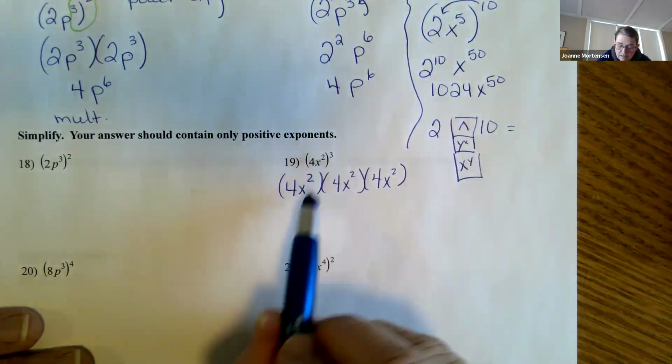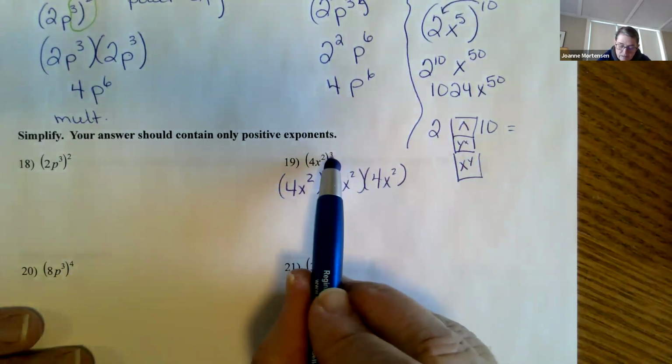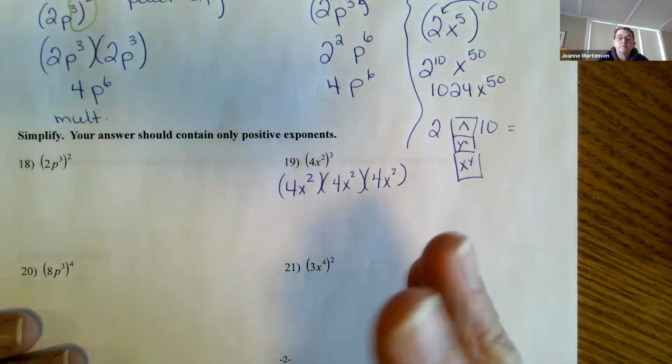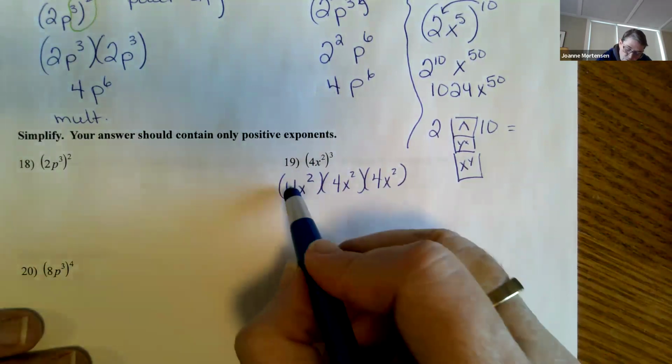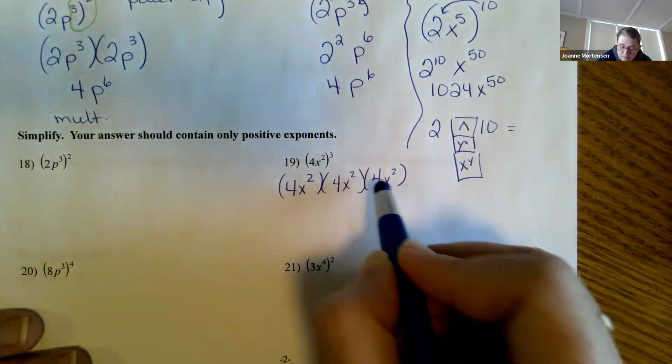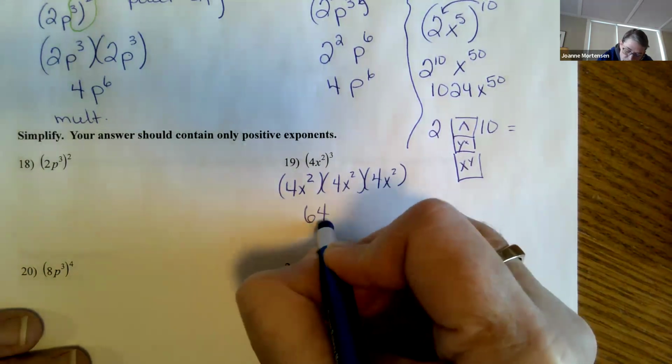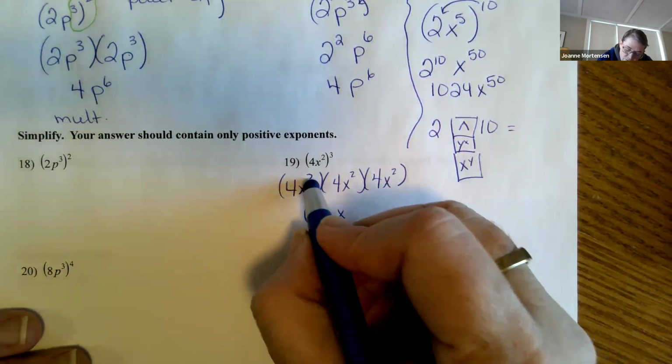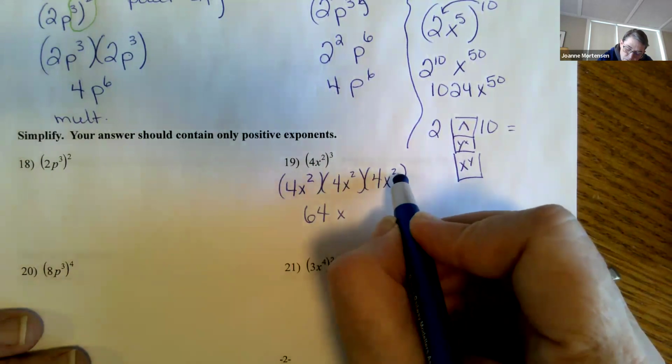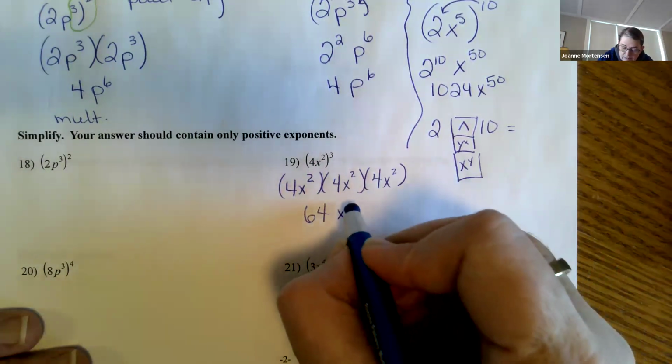So I write exactly what's in the bracket, 3 times over, and I'm multiplying. So 4 times 4 is 16, times 4 more is 64. And then I'm going to go 2 plus 2 is 4, plus 2 is 6.